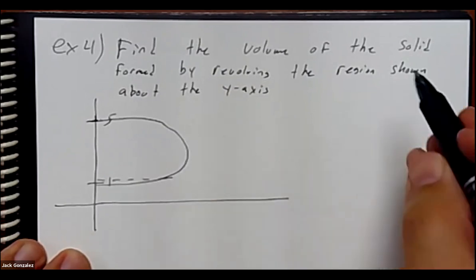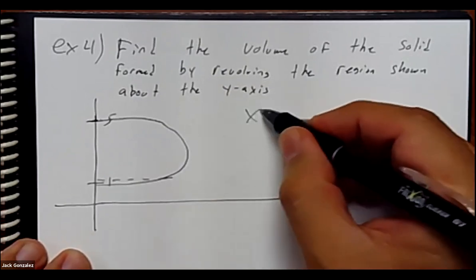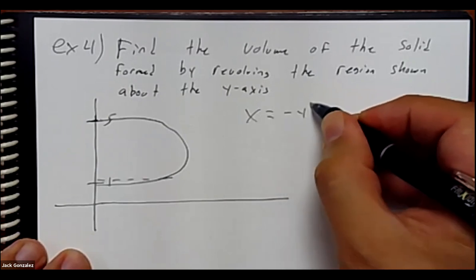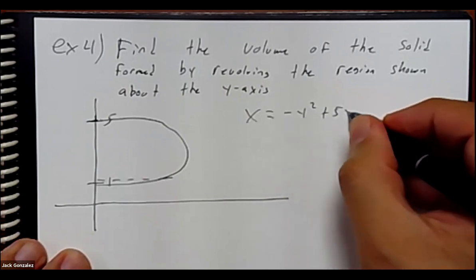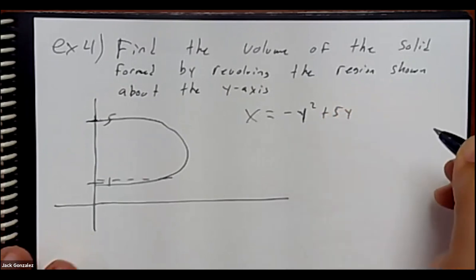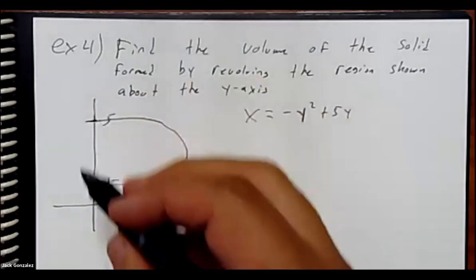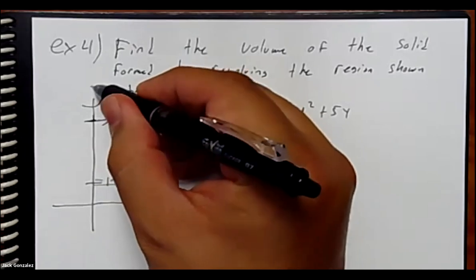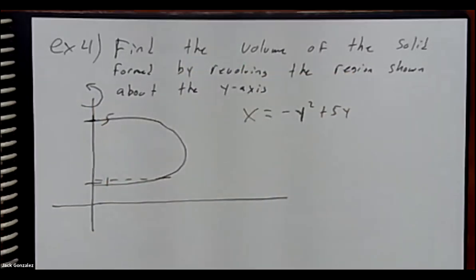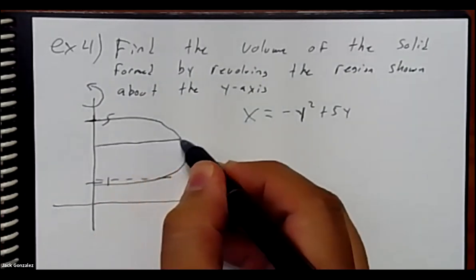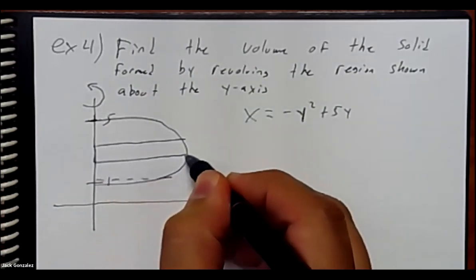It's something like this. It's a really bad drawing, but whatever. So negative y squared plus 5y. If we're rotating about the y-axis, rotating this way, that's telling us that if we're going to use this, we need to slice perpendicular to the rotation, right? So I need to slice this way. I have no choice.